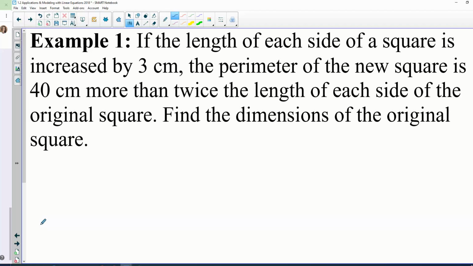If the length of each side of a square, let's pause. What am I dealing with? Square. What could we do? Draw a square. Oh, that is not a very good square. Hope yours is better than that. Okay, the length of each side of a square is increased by 3 centimeters. What does that mean? Okay, it got bigger. We added 3 to it, right? So I got a new square. So let's say this is the old square. And then my square got bigger.